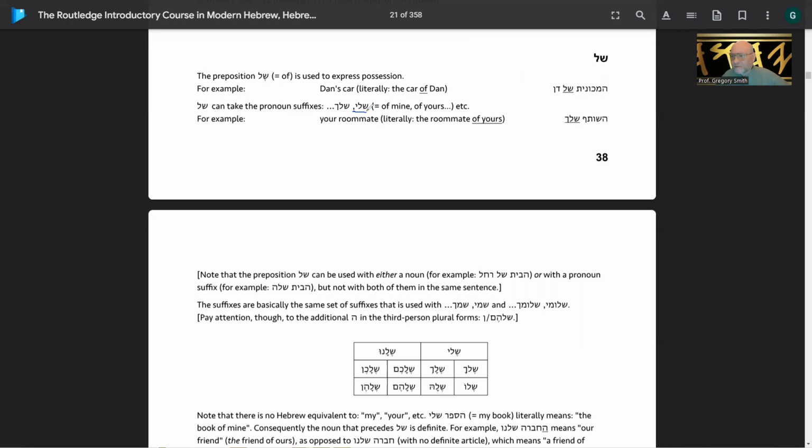That's like ani, like I. It's like of mine. And then shelcha would be like of yours. That would fit ata, or at, for you, yours. Okay, for example, your roommate's, literally the roommate of yours. So, ha-shutaf shelcha.